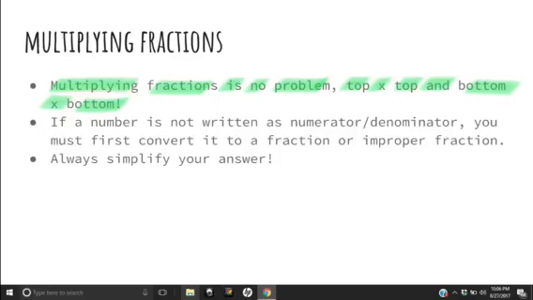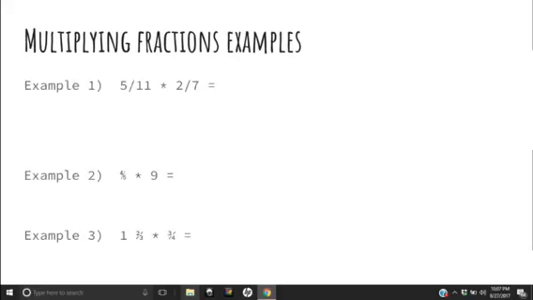In order for you to use this song to help you multiply fractions, you must write the fraction as numerator over denominator. It cannot be written as a mixed number. It needs to be written as an improper fraction or just a regular fraction. And again, you're always going to simplify your answers.